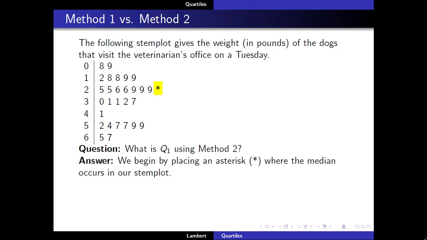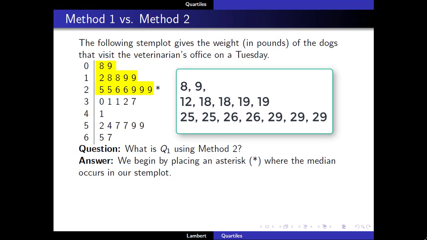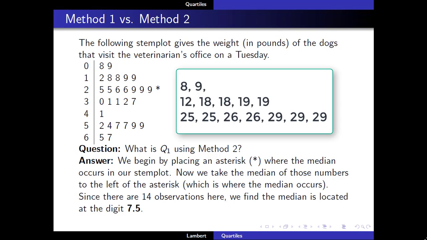Now we want to look at all the data values to the left of the median. So we'll highlight those real quick. These are the values we want to calculate the median of. Notice there's 14 data values sitting inside of here. So in order to calculate the location of the median of the 14 data values, that should be at the 7.5 spot. So we have to count out 7.5. Well, notice 7.5 occurs between 19 and 25 once again.